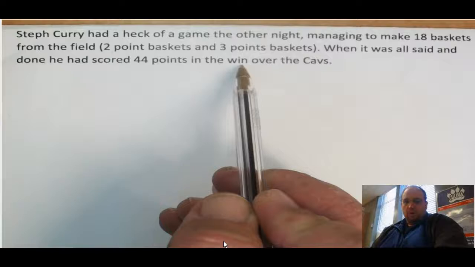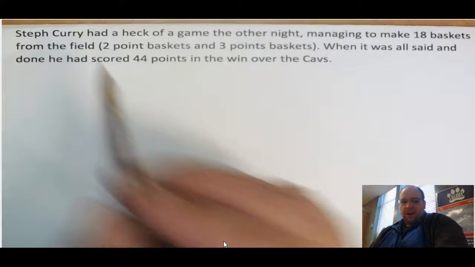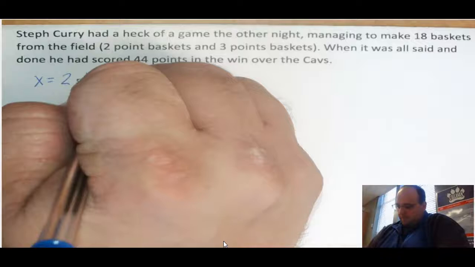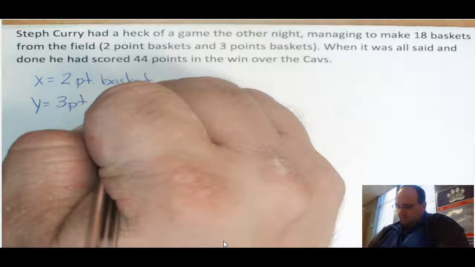Woo-hoo! All right. So what I'm going to do is create a system of equations using Steph Curry. What we have here is two different types of baskets: a two-point basket and a three-point basket. So x is going to be my two-point basket, and y is going to be my three-point basket. Okay, so I have x and y. Now I'm going to go ahead and write my equations using this.